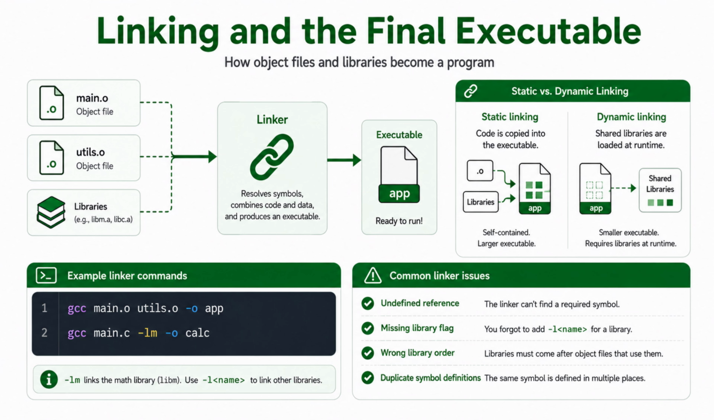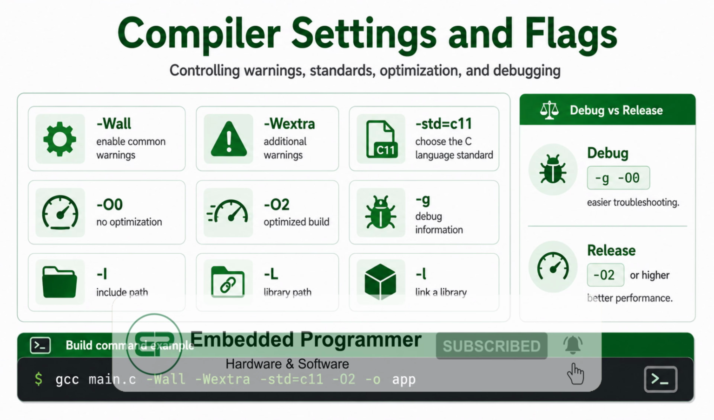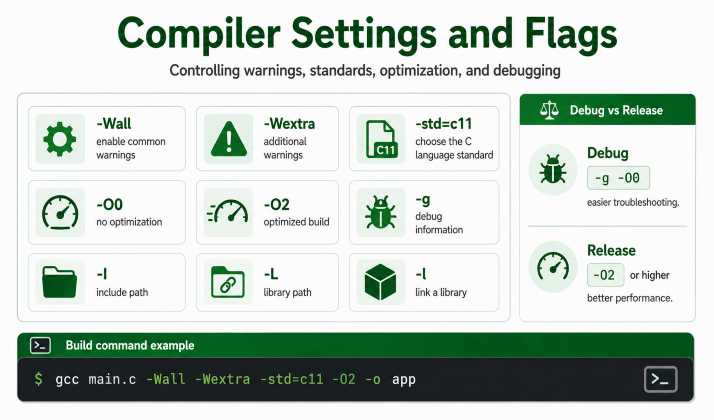My professional advice is: always inspect linker errors carefully. They are not random. They usually point to missing source files, wrong build configuration, or functions declared in headers, but not implemented correctly. Compiler flags control how the compiler behaves. They are not just optional settings. They directly affect code quality, performance, debugging, and portability.